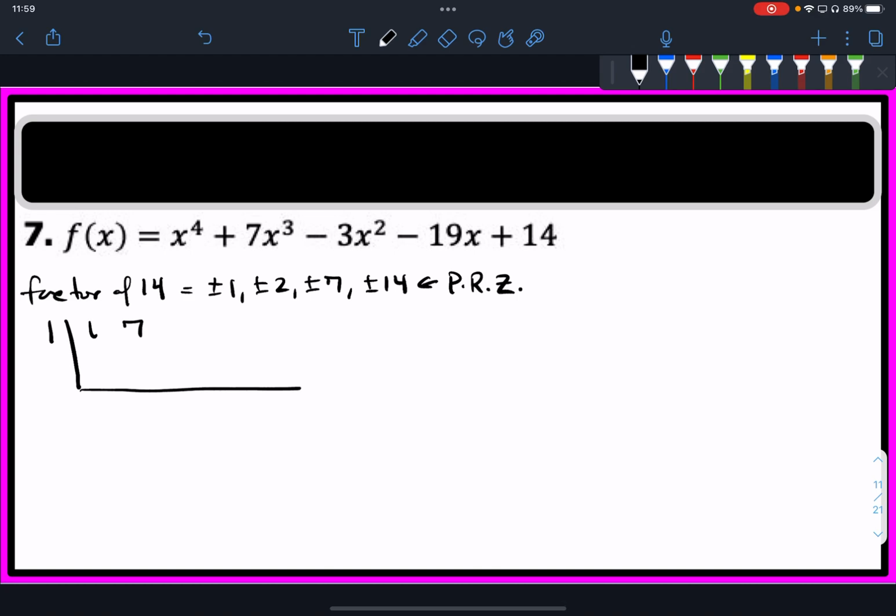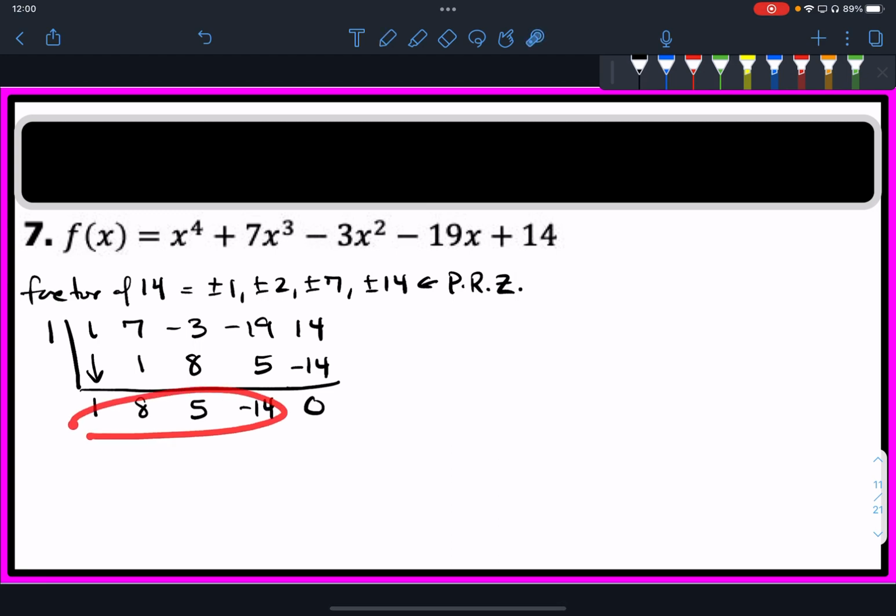So we have 1, 7, -3, -19, and 14. And we have 1. This is multiply and add, multiply and add, multiply and add, multiply and add. So again, +1 worked again. Now, we cannot use this factor because this is going to be 1x to the third power plus 8x to the second plus 5x minus 14.